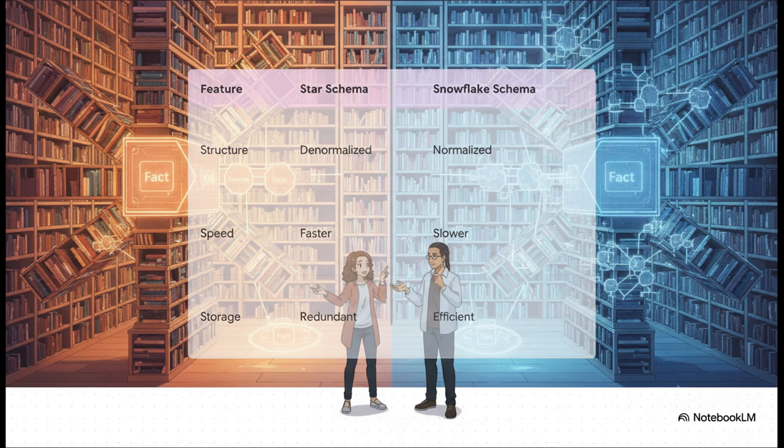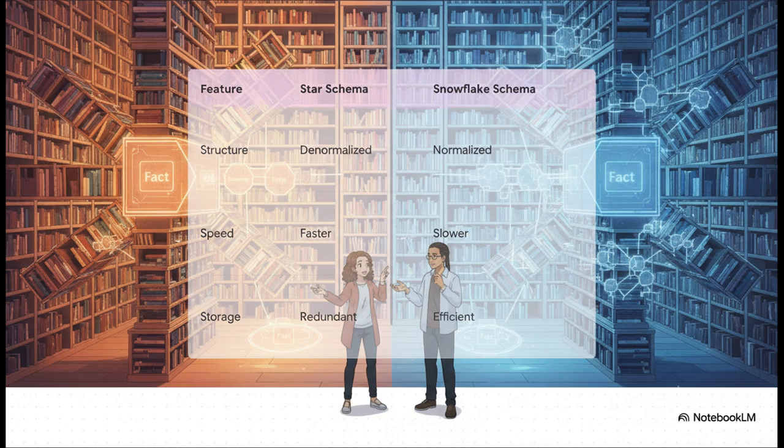The two main architectural designs here are the star schema and the snowflake schema. A star schema has a central fact table holding your core numbers, which is then surrounded by dimension tables holding your descriptive text. It's what we call denormalized, meaning there's absolutely some duplicate data in there, but because it requires fewer joins, your query speeds are incredibly fast.